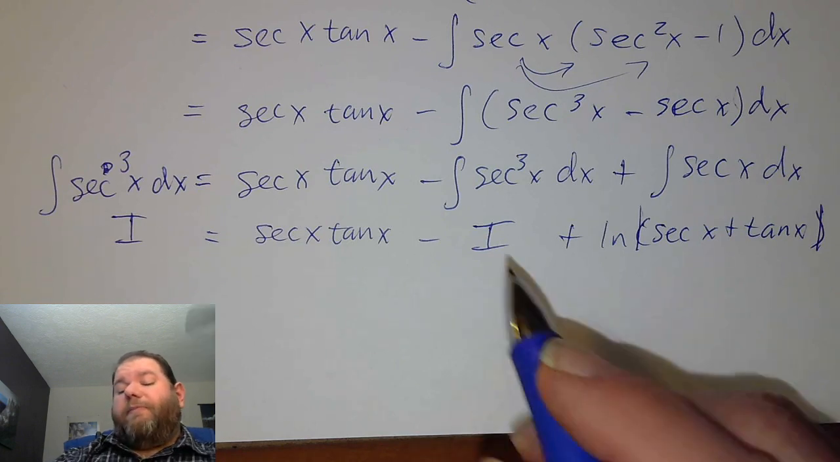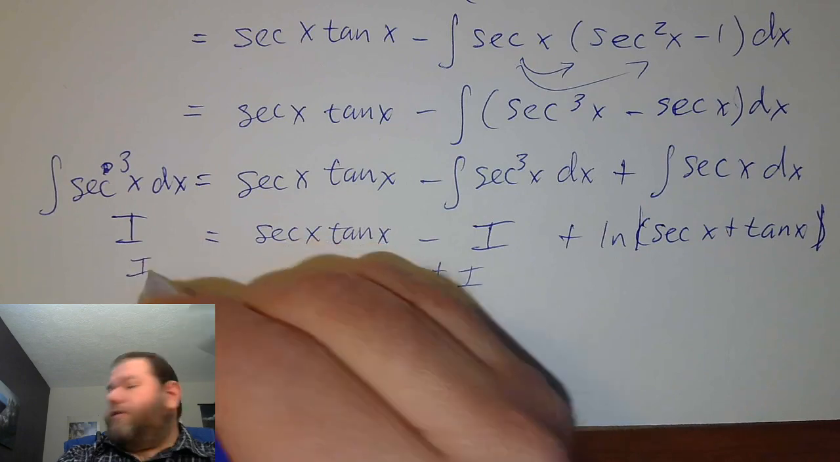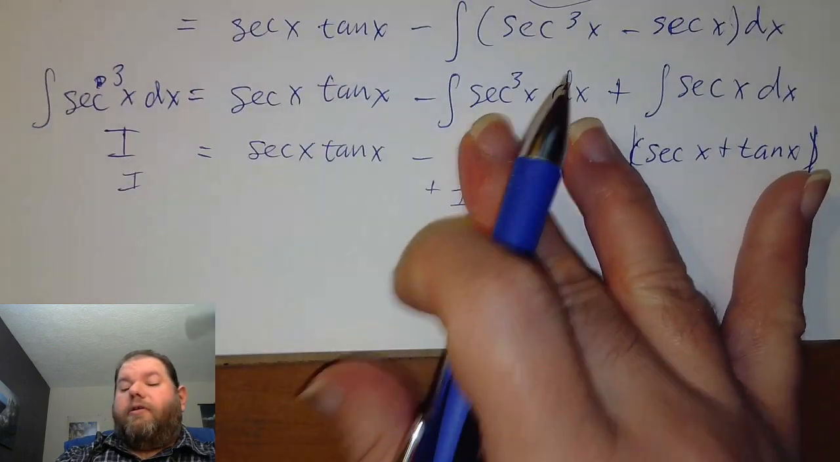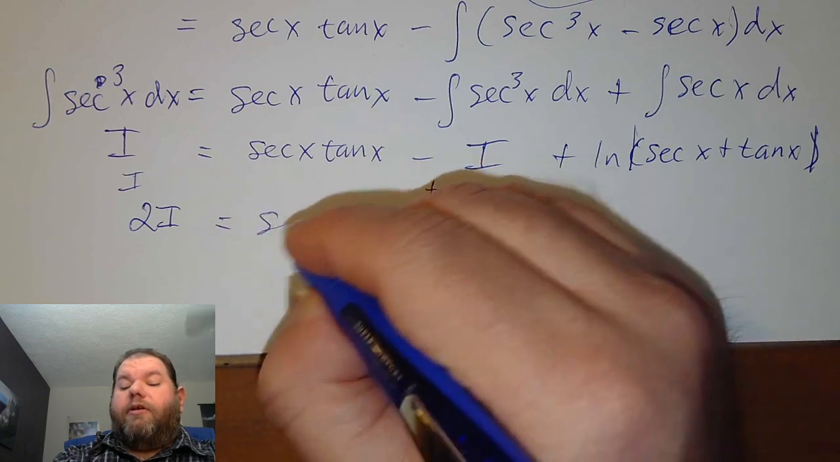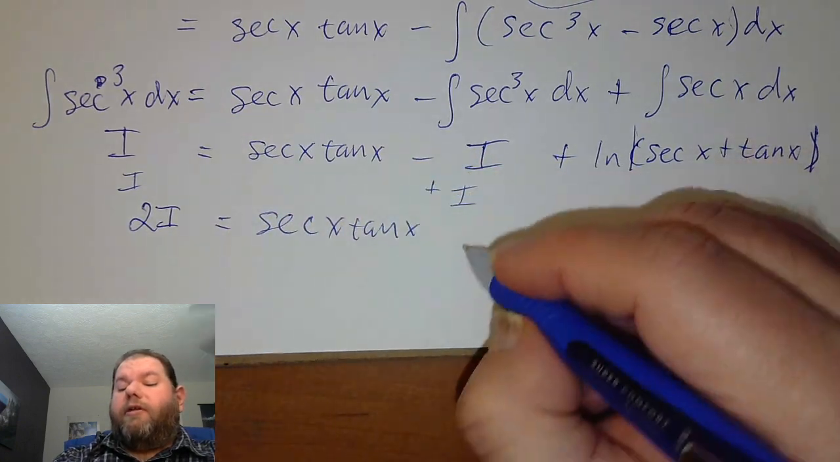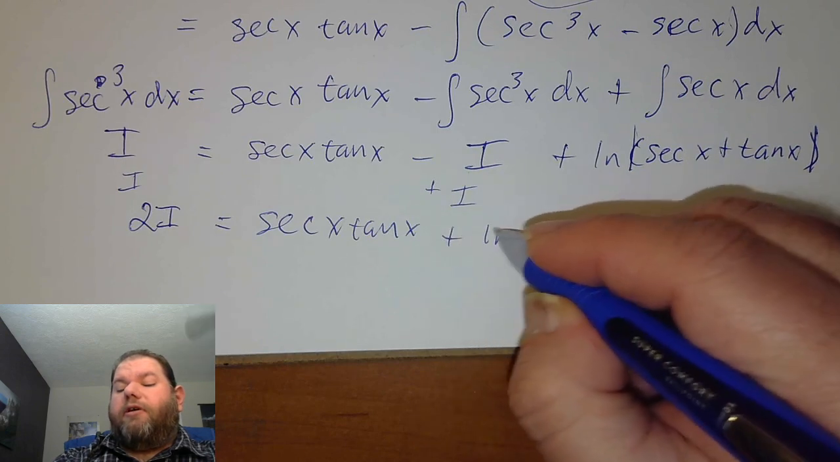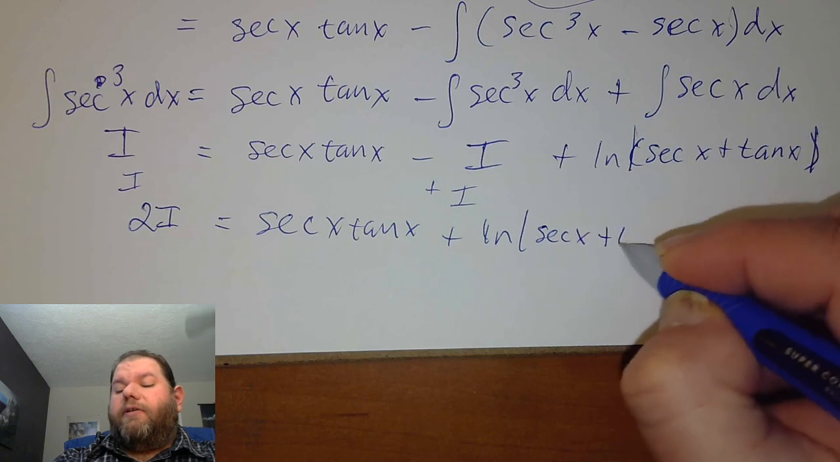Anyway, so we have minus I, so we can add the I over to the left-hand side. So 2I is equal to secant x tangent x plus the natural log of secant x plus tangent x.